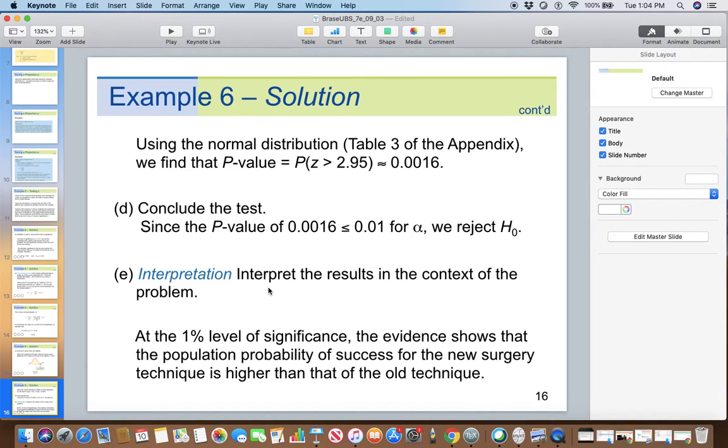What is the interpretation? At 1% level of significance, the evidence shows that the population probability of success for the new surgery technique is higher than that of the old technique. In other words, we are able to reject the long-standing probability being 30%. Now we can assume that the probability of success is more than 30%.